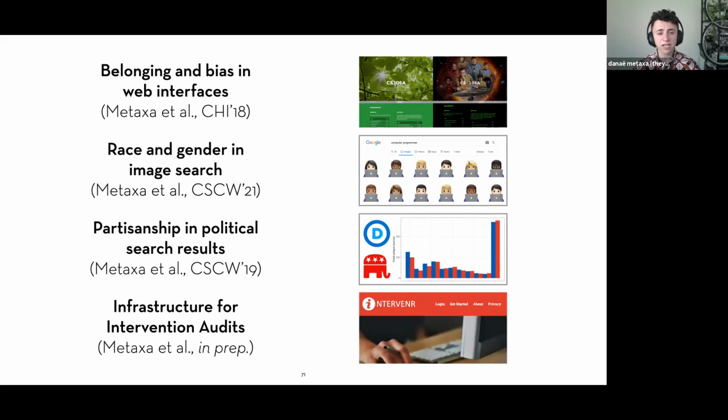And finally, Intervenor takes this one step further, providing what I think is much needed infrastructure for more researchers to be able to conduct this important work in an accessible and scalable and sustainable way.